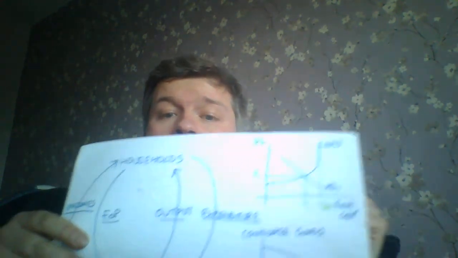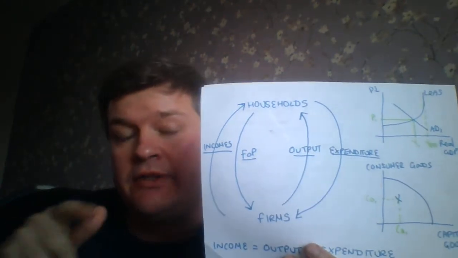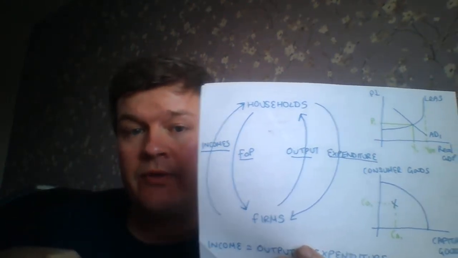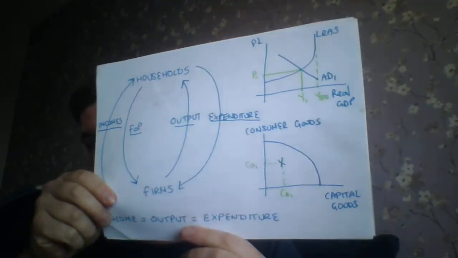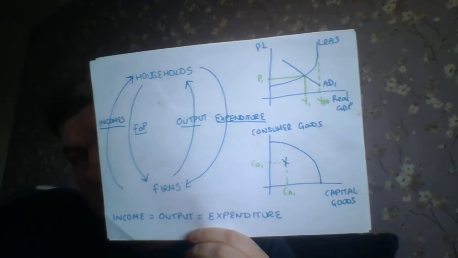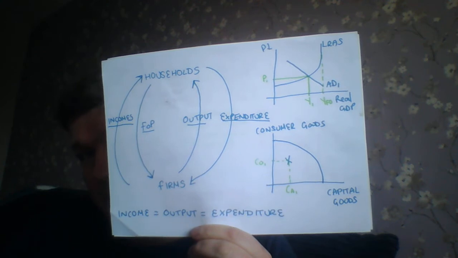Hi everyone, this video is going to be based on the circular flow of income, output and expenditure, but also starting to think in a bit more detail about something that we call injections and withdrawals. Right guys, now first things first, what you've got here is a diagram that we've drawn several times together in class. The circular flow of income, output and expenditure.